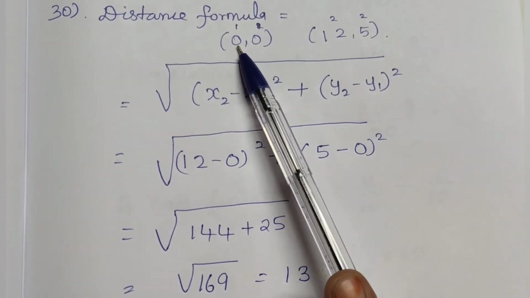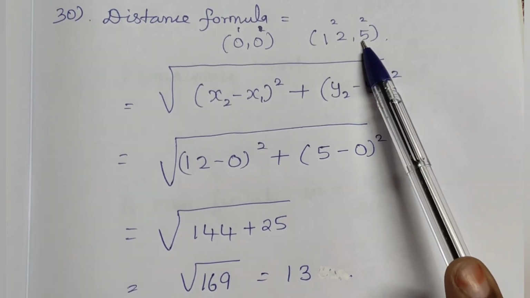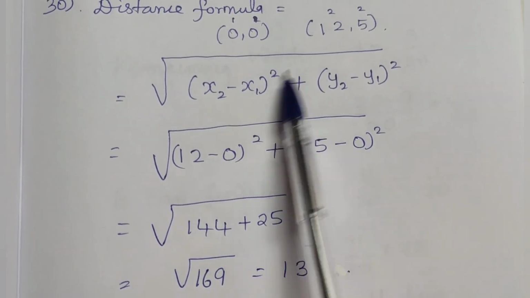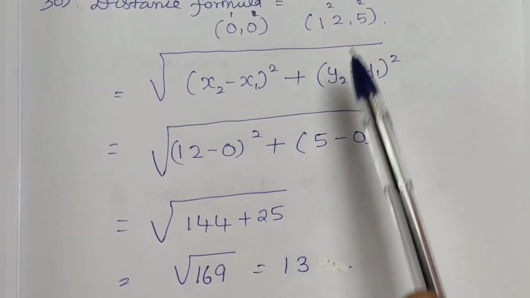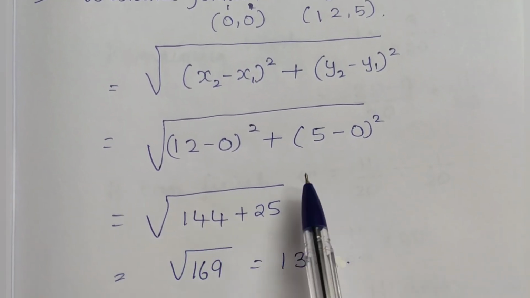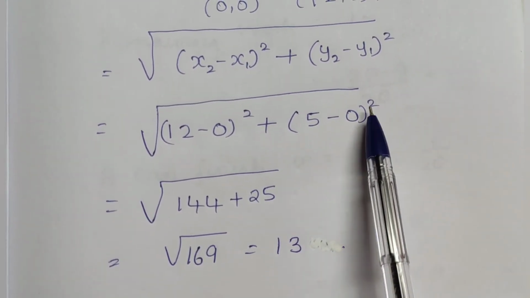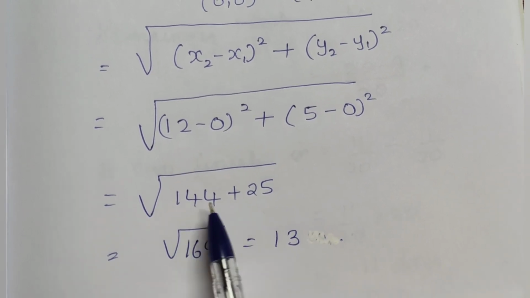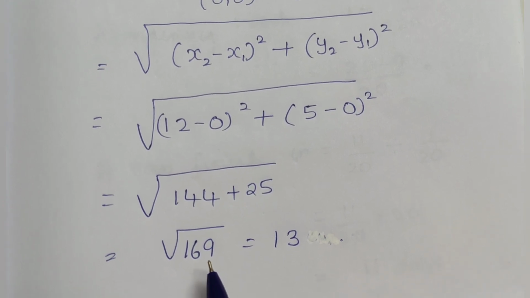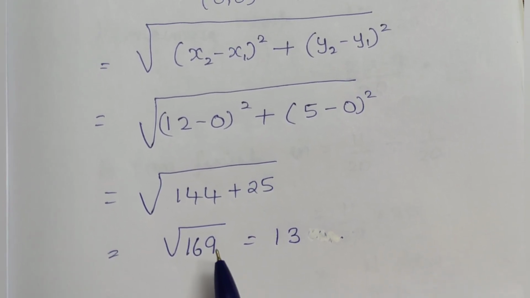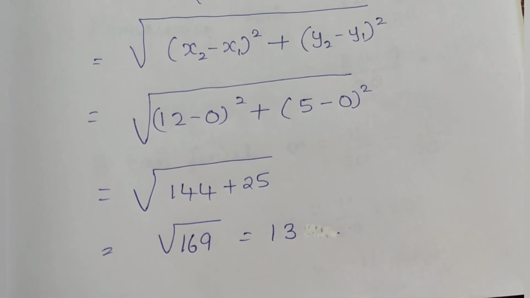So this we take as x1, y1, and this second point we take as x2, y2. So we substitute: x2 is 12, (12 minus 0) the whole square plus y2, (5 minus 0) the whole square, the root. 12 minus 0 is 12, 12 square is 144; 5 minus 0 is 5, 5 square is 25. 144 plus 25, square root of 169 is 13. So the distance of the point (12,5) from the origin O is 13 units.